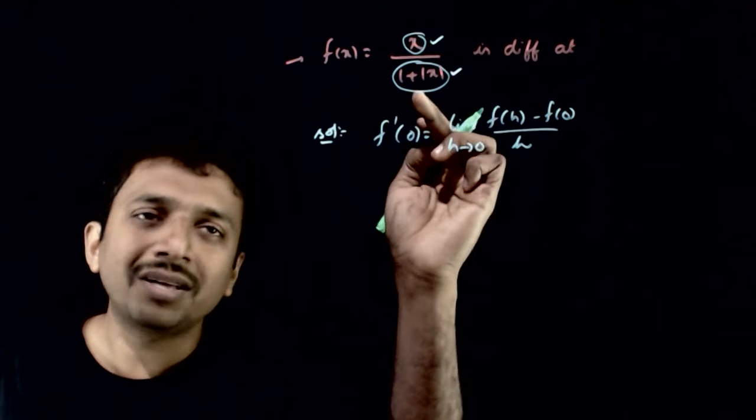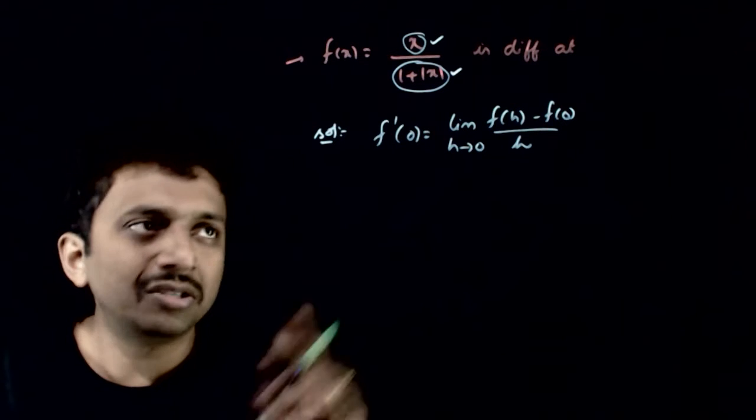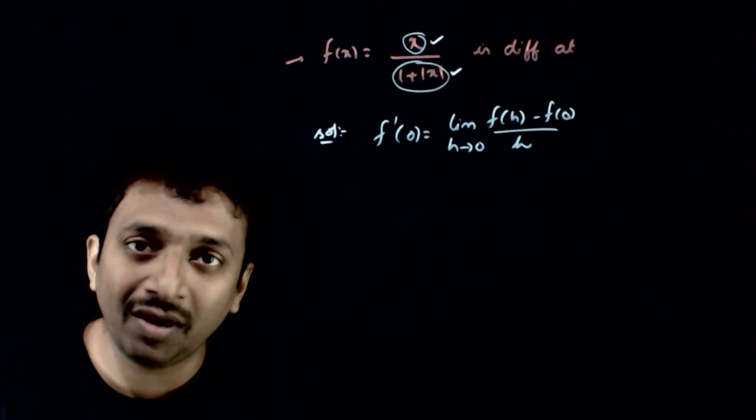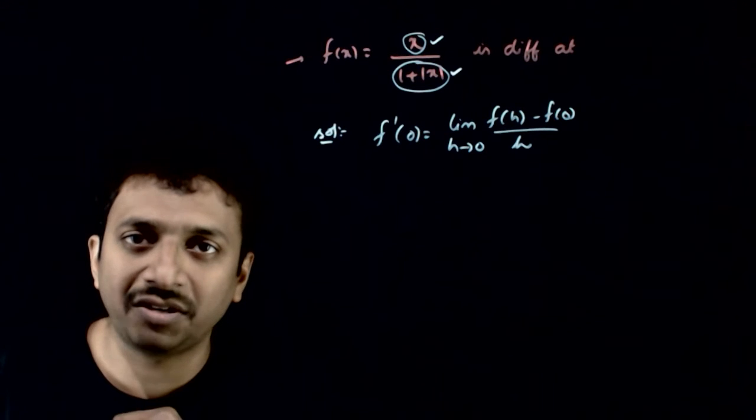Now mod x is differently defined in the positive neighborhood and negative neighborhood. So I'll find the right differentiation and the left differentiation. If both are equal, then the function is differentiable. If both are not equal, the function is not differentiable.